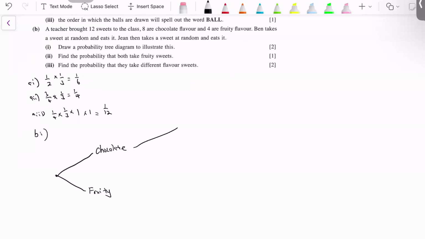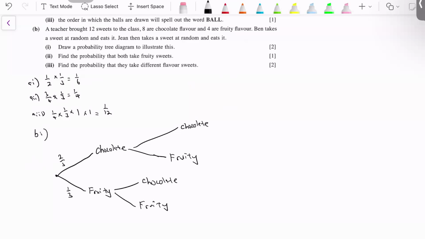Same thing for the second draw, it is chocolate or fruity. Same for the other one, chocolate or fruity. Okay, so the probability of the first being chocolate is 8 out of 12, which simplifies to 2/3. And fruity becomes 1/3.